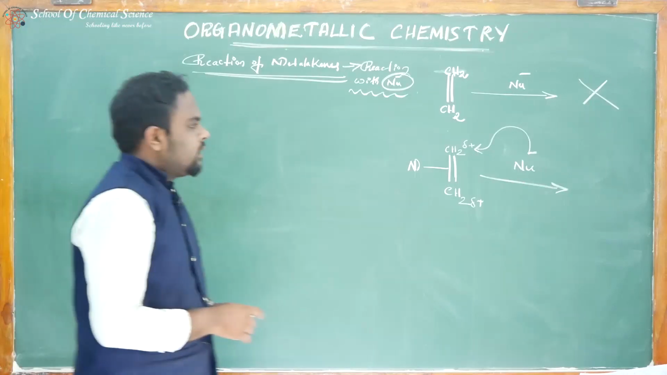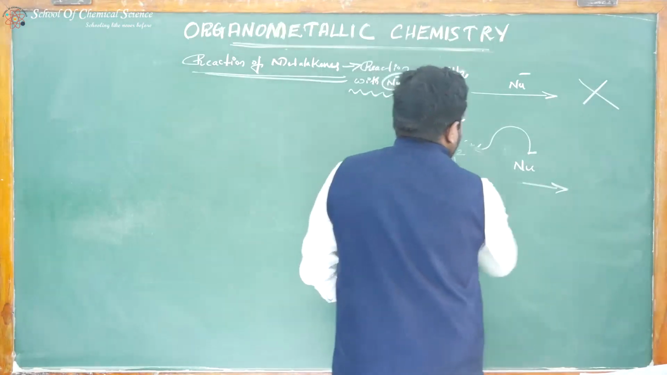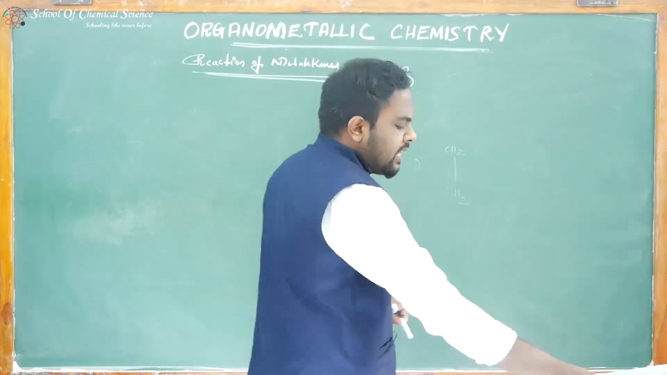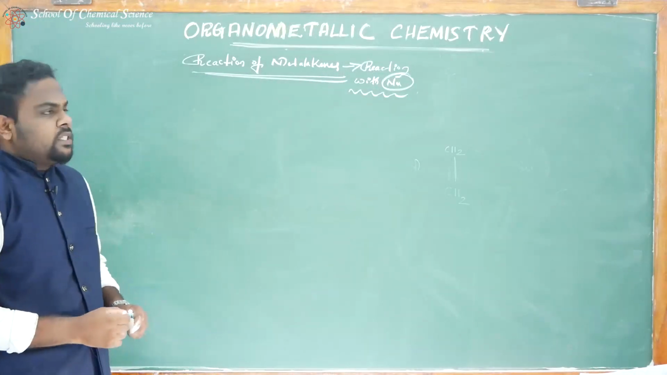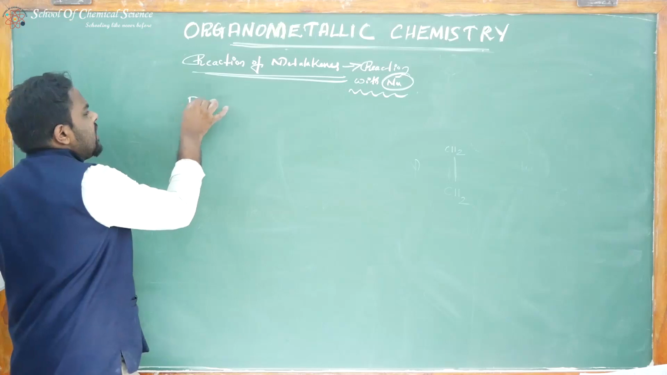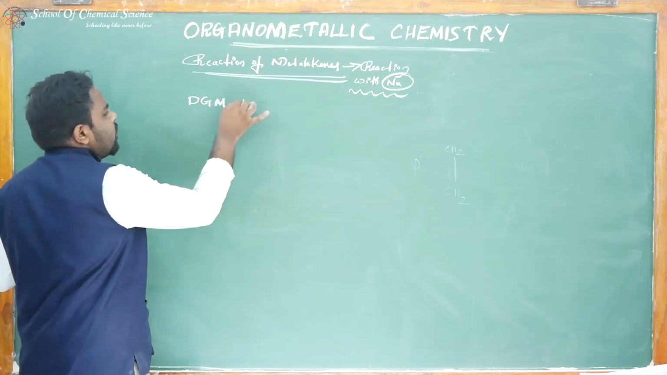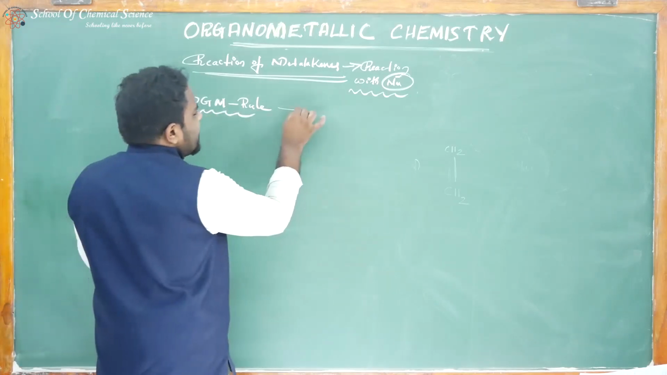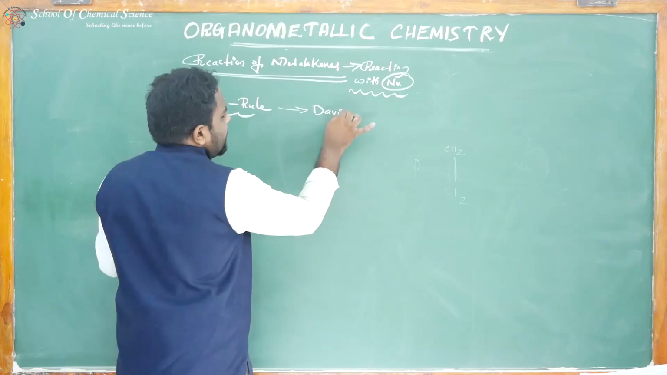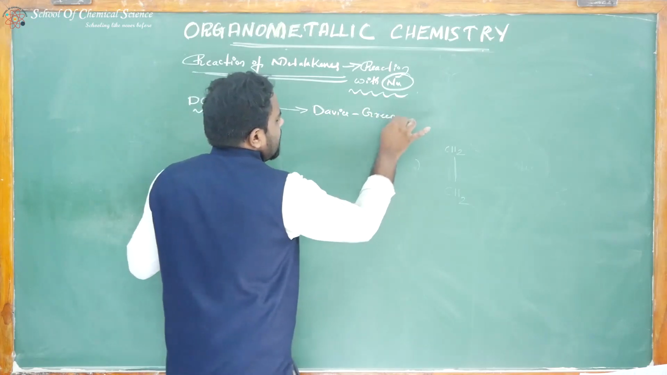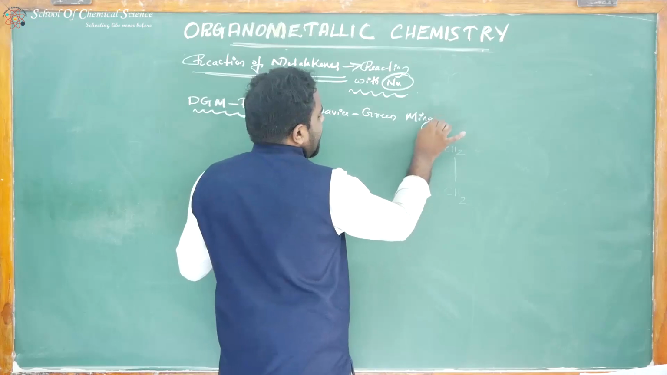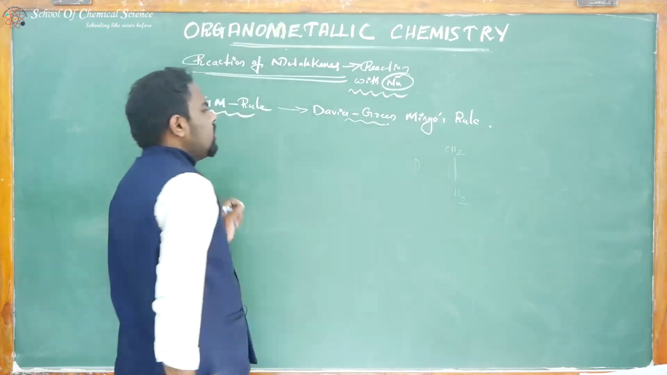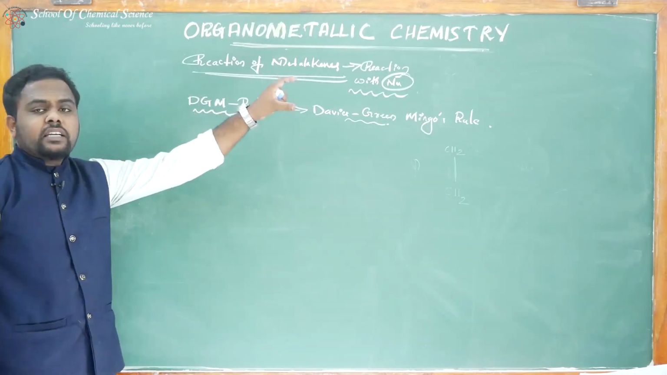Please listen. Here an important rule is there. After studying that rule, only then can we work out questions. The rule is the DGM rule, the Davis-Green-Mingos rule. Based on this rule, we can work out the questions of reaction with the nucleophile.